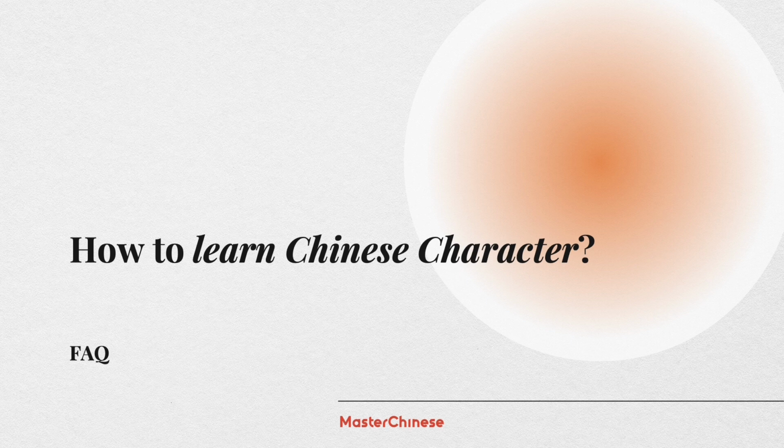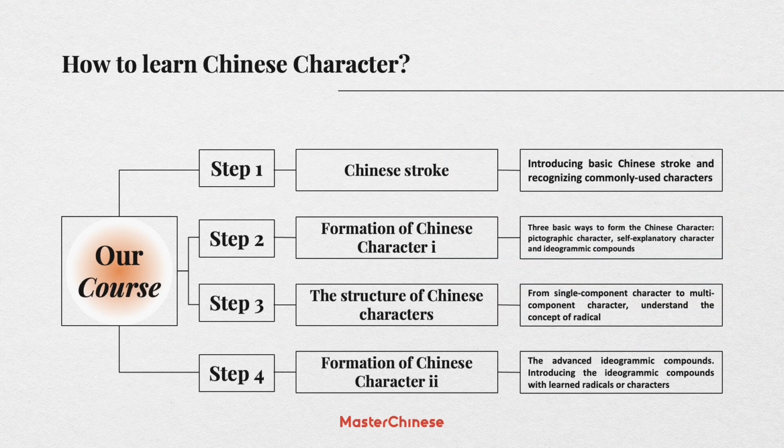Now you might be interested to know more about how to learn Chinese characters. Here's our teaching syllabus. Our courses are divided into 4 main steps, from the beginning to the end. At the beginning, we will introduce some strokes of Chinese characters, which are the smallest unit of Chinese characters. We will use some simple Chinese characters as examples, so you can memorize them, and also some commonly used Chinese characters. Then we introduce some character building methods, such as the pictographic characters we just mentioned, and also some self-explanatory characters and compounds.